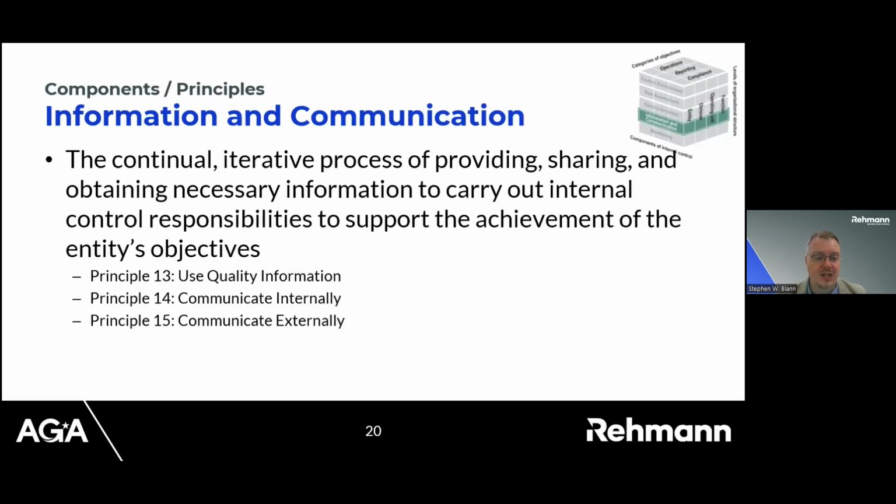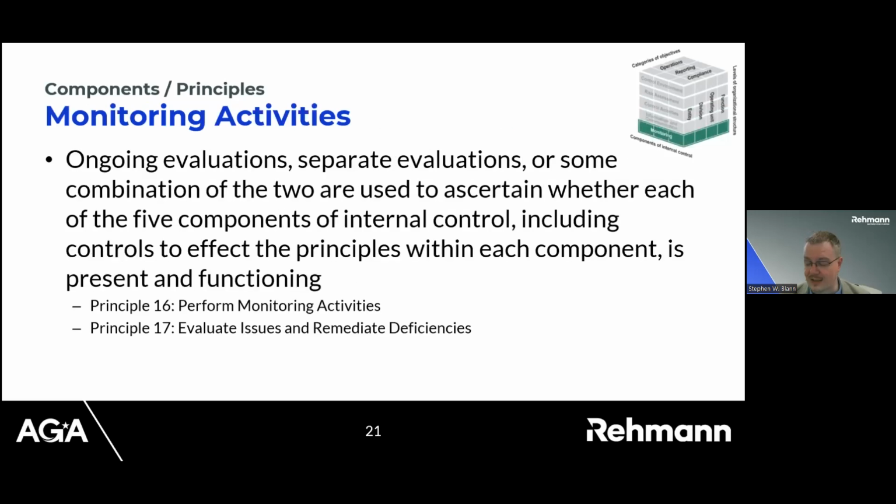Information and communication then is all about getting quality data to the right people and the right timelines. So it's an ongoing process. It's never quite over. It's iterative, back and forth as we're trying to get the best data into the hands of the people who need it. But we're looking for quality information that we can communicate both internally and externally as part of that process. And don't forget how important monitoring is.